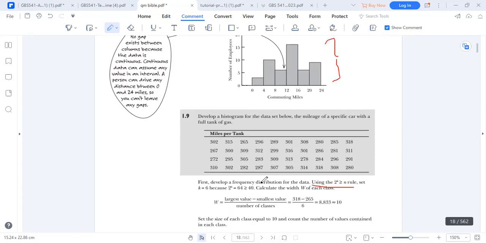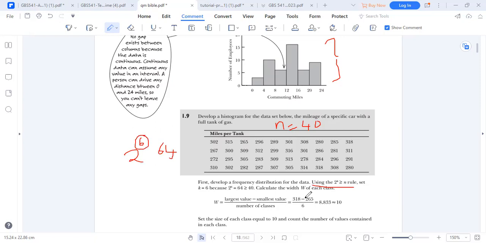So we have information here. Remember, to find the width, it's the largest number minus the smallest value over the number of classes. Counting the data, our n is 40. To find the number of classes, it's 2 to the power what, to exceed 40? 2 to the power 5 is 32. 2 to the power 6 is 64. So we're going to get 6, not 5.